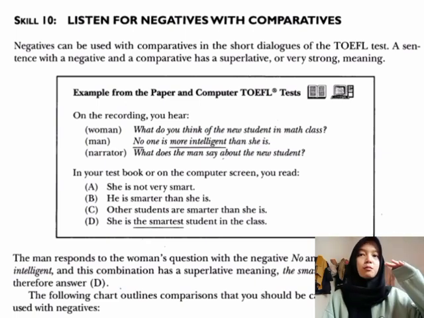This is different from the other answers, because the answer D is a positive answer, guys. She is the smartest, not the dumbest, or not very smart, but she is the smartest. So this is the strategy for you when you find this kind of question. You have to read the answers first, and then find the different answer, and that is the right answer.